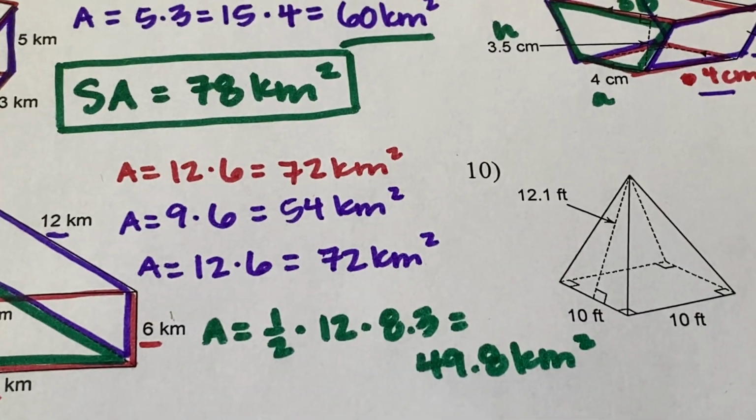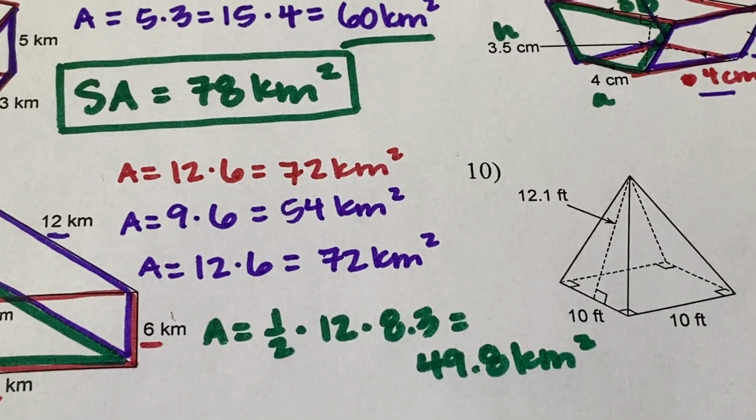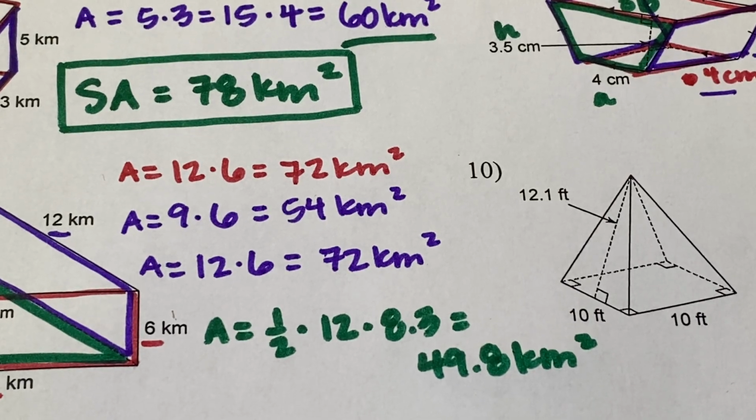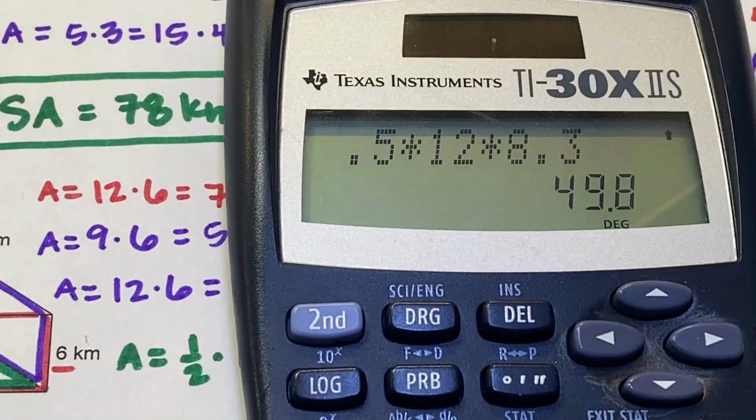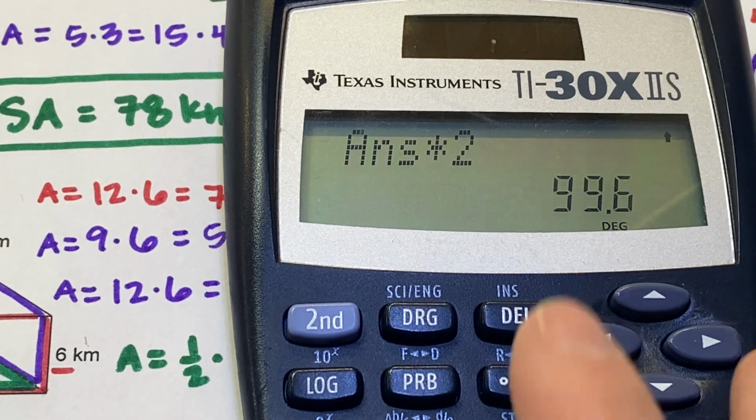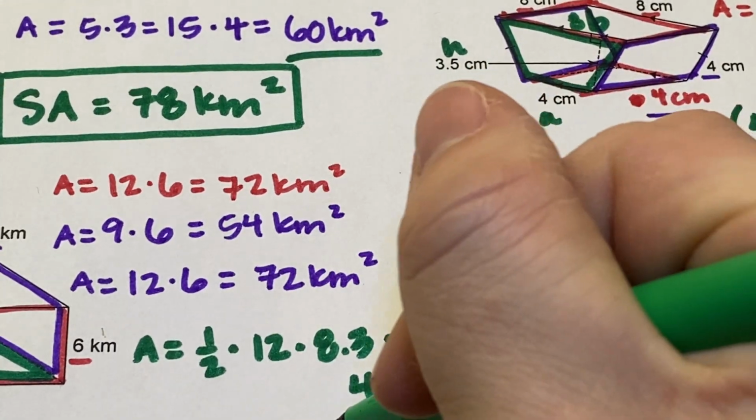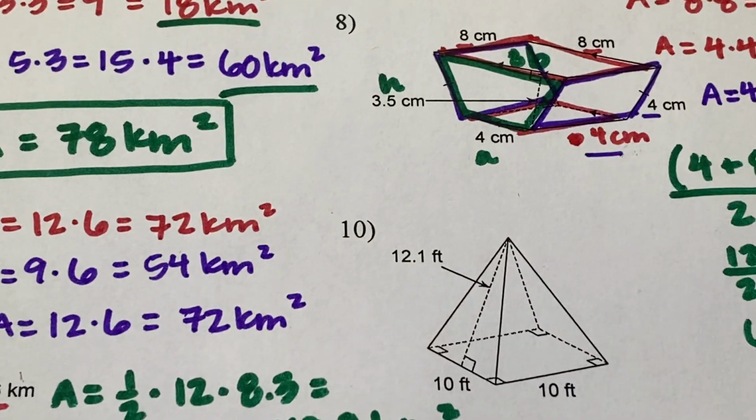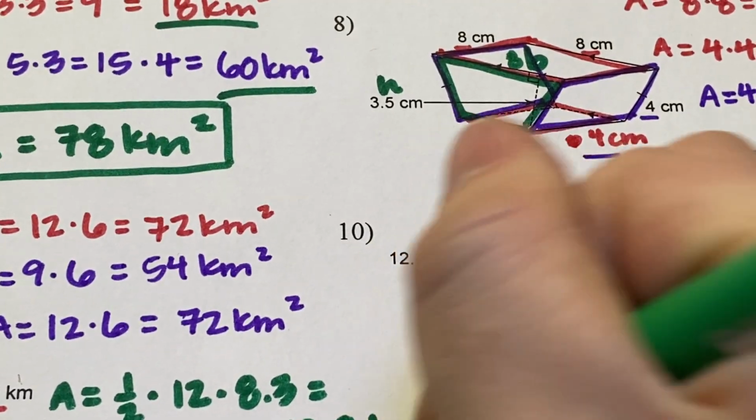But I have two faces, so what do I need to multiply it by? 2. Times by 2, because I have two triangle faces. Times by 2 would give me 99.6.